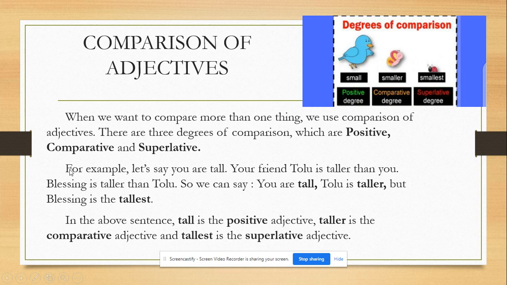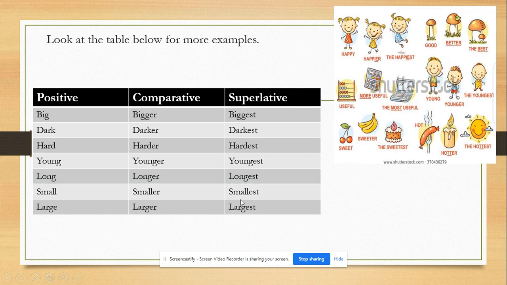Let's look at the example we have here. For example, let's say you are tall. Your friend Tolu is taller than you. Okay? Blessing is taller than Tolu. So we can say you are tall, Tolu is taller, but Blessing is the tallest. Do you get me now? In the above sentence, tall is the positive adjective, taller is the comparative adjective, and tallest is the what? Superlative adjective.